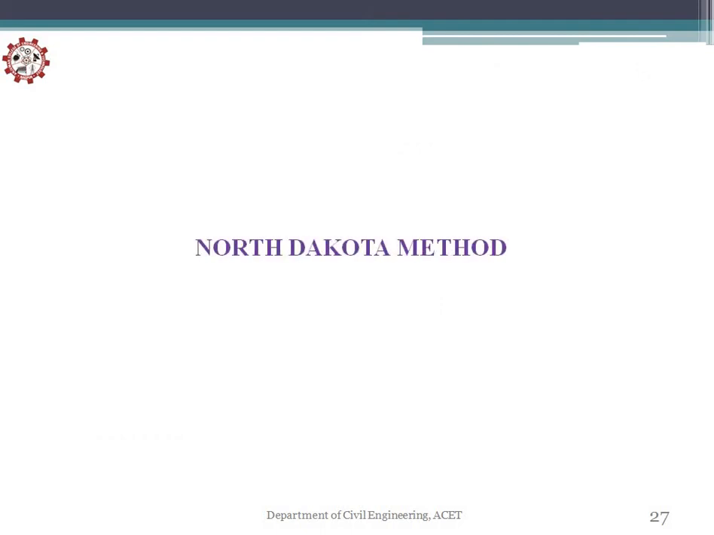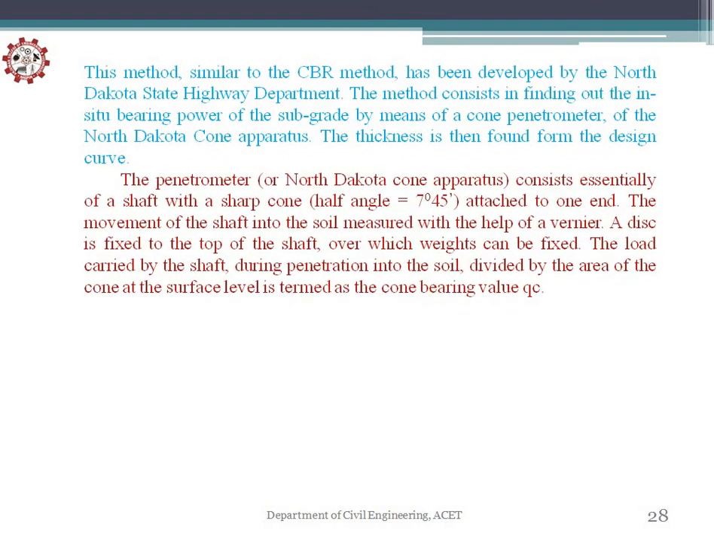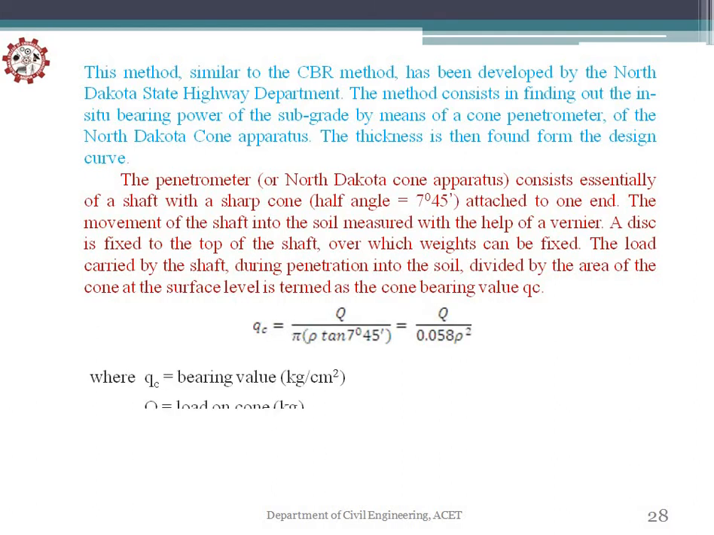Next, the North Dakota method is similar to the CBR method, but here we have to take the angle. The North Dakota cone apparatus has a specified angle of 7 degrees 45 minutes at one end, and the loading taken here is 9, 18, 36 and 72. For these loadings you need to calculate the North Dakota bearing value.